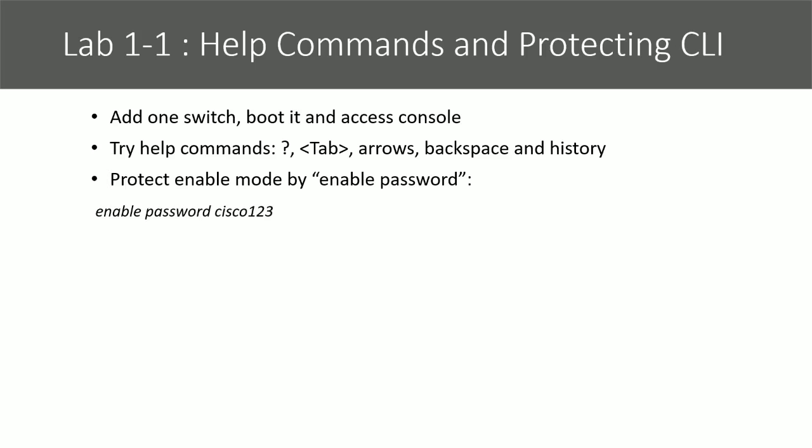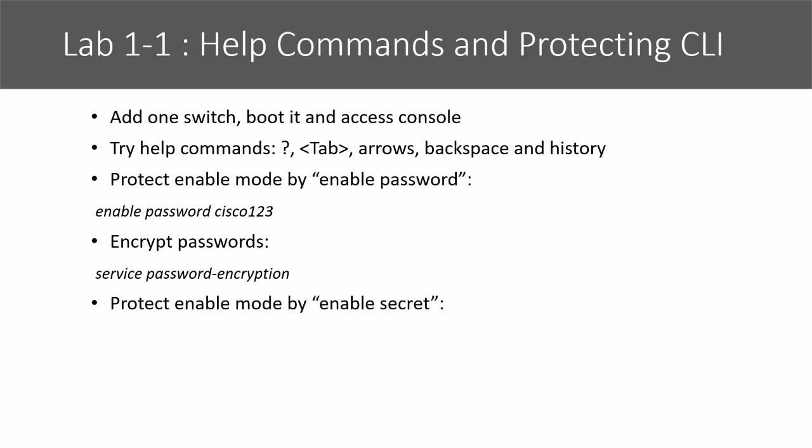We will set enable password to Cisco123, and after that we will try to encrypt this password because it will be in plain text in configuration file, and the command to encrypt password is service password encryption. And after that we will try to protect enable mode by enable secret, and this is more secure way to protect enable mode. So the command is enable secret, and we will set the password to secret123.